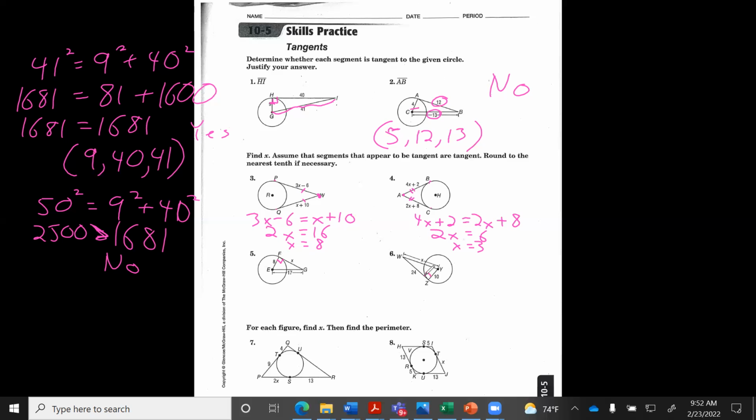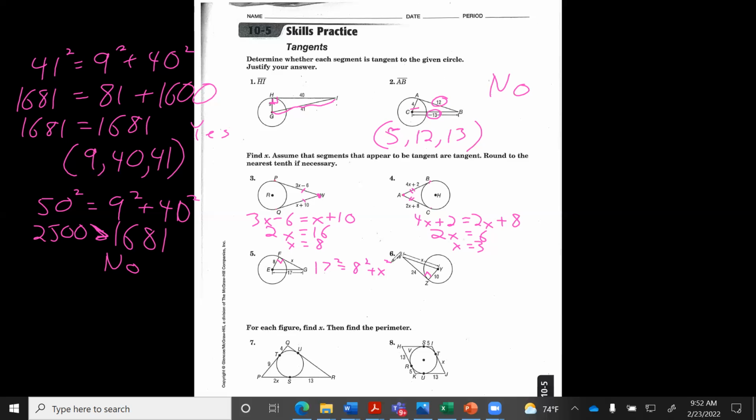Do you have to? No, both of these are triples. So on this one, if you're using Pythagorean theorem, the setup would have looked like this. And I'm not going to go through the whole thing. I'm just going to show the setup. We had 17 squared equals 8 squared plus x squared.